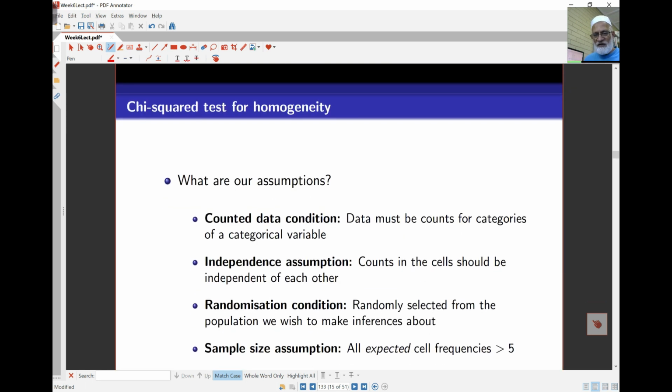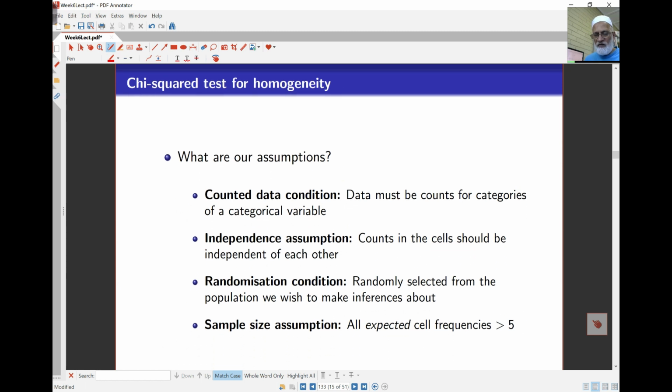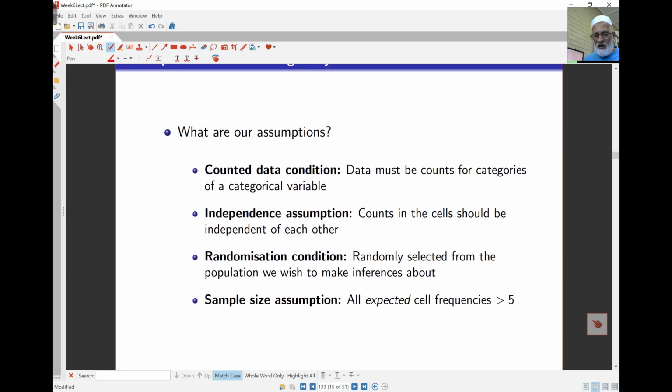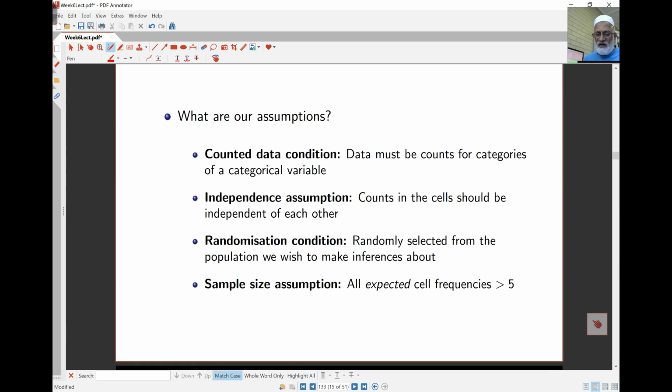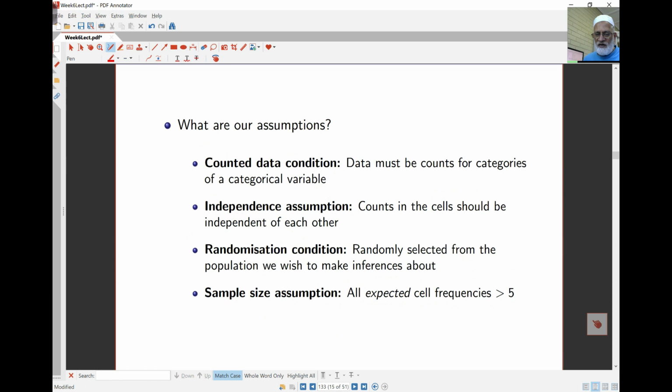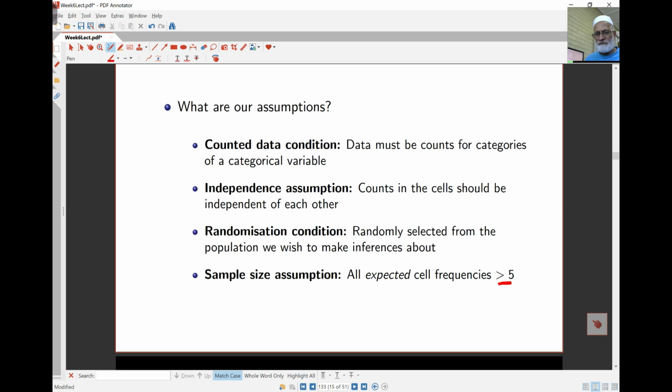Assumptions here are that the data must be counts for categories of the categorical variables. The counts in each of the cells must be independent of each other, and we're really thinking here that we've picked these in some random form. The last one, of course, is a sample size assumption, that all the expected frequencies for every cell must be at least 5, bigger than 5. And we'll see how that works out as we go through.